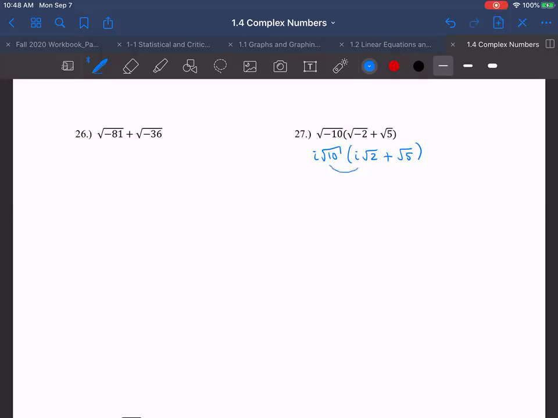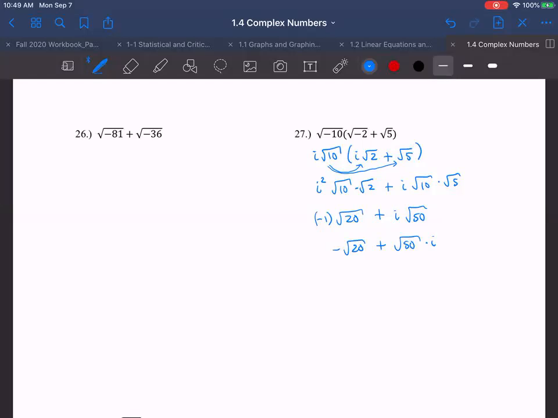So I'll multiply the i times the square root of 10 times the i times the square root of 2. i times i gives me i squared, and then I get square root of 10 times square root of 2. And then I'll do that first i square root of 10 times the square root of 5, so I get a plus i square root of 10 times square root of 5. When we're multiplying radicals that don't have i's in them, we can just combine them. So this becomes i squared times the square root of 20 plus i times the square root of 50, 5 times 10. And this i squared actually is a negative 1, so what we end up with is negative square root of 20 plus square root of 50 times i.